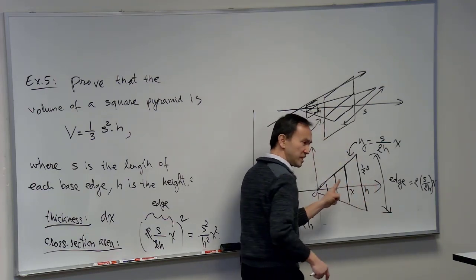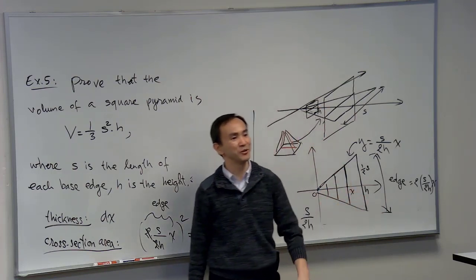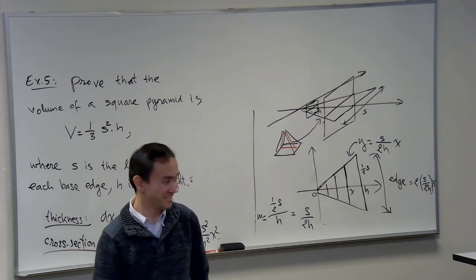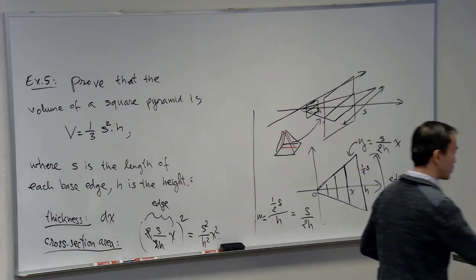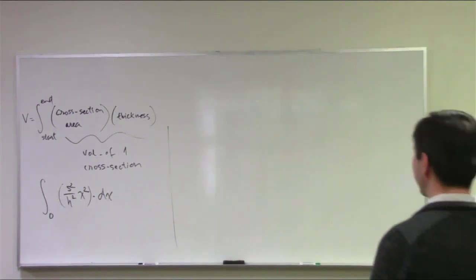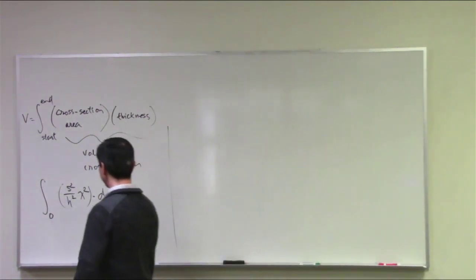But now, where do we end the slicing? Where do we end the accumulation? H. Yes, H is where we end accumulation. Right. There you go. So you got the volume completely set up as an integral.